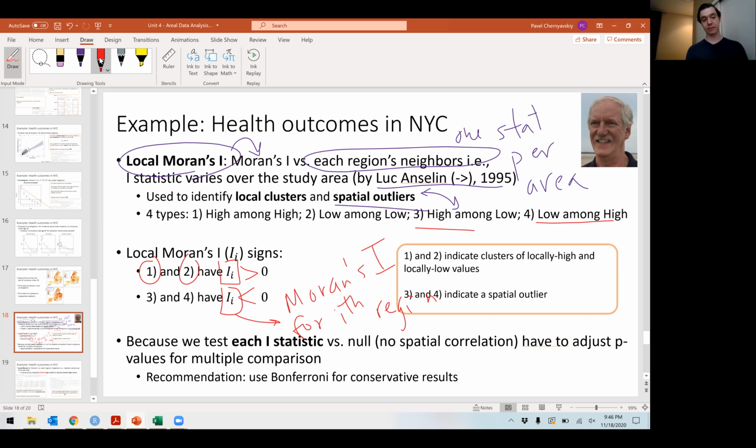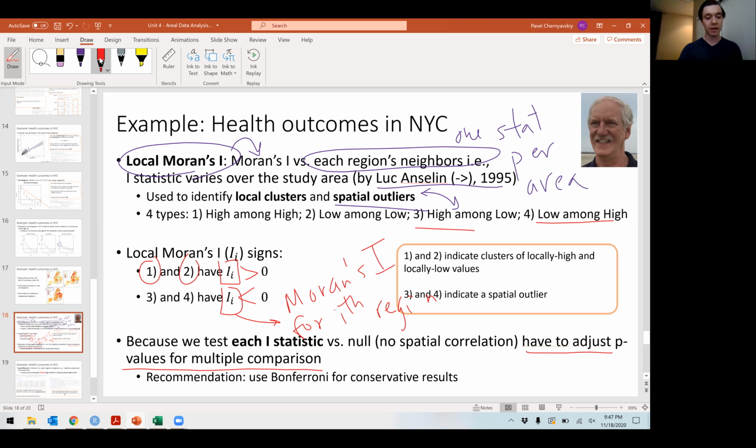Now, the issue is, like the global value, we can test each statistic. Each statistic is a valid statistic. You can assume the null hypothesis of independence, and you can perform a hypothesis test. However, because you have as many statistics and p-values as you do regions, you have to adjust p-values for multiple comparison. I'm hoping you guys have heard of multiple comparison adjustments before. And this happens when you are comparing, for example, a lot of different averages or a lot of different proportions. In order to control type 1 error rate correctly, you have to adjust those p-values.